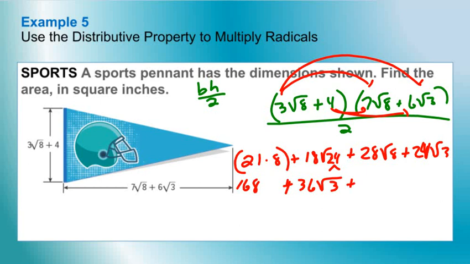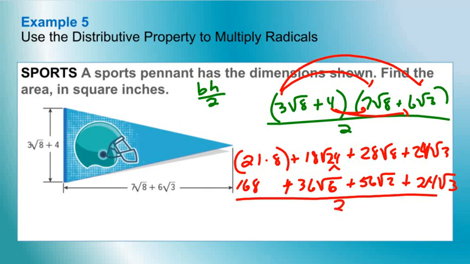Square root of 8 is 2 square root of 2, so this will give us 28 times 2, which is 56 square root of 2. So this one is 6, by the way. And then plus 24 square root of 3. Nothing to combine right there, but all of this we're going to divide by 2.